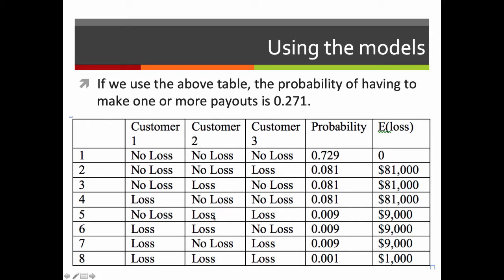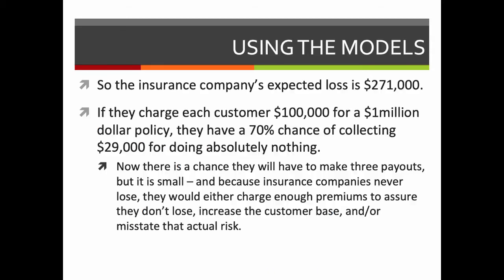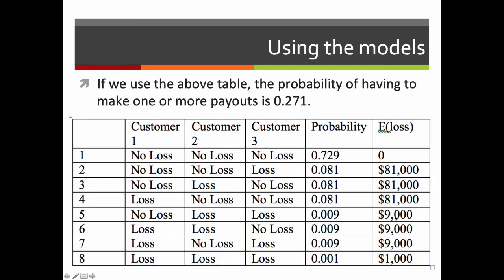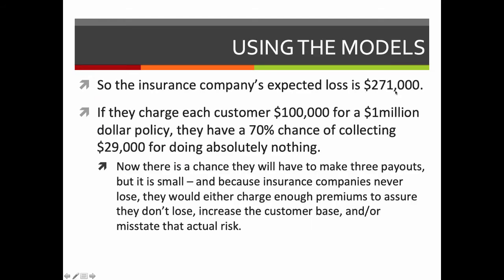We have customer 2 and 3 incurring a loss. We pay out $9,000. Excuse me, not pay out. Our expected loss is $9,000. So what it is, it's the probability multiplied by the payout. And so the insurance company's net expected loss, which is the sum of these columns, is $271,000. And so if we charge each customer $100,000 for a $1 million policy, we're going to take in $300,000, which is more than our expected loss.